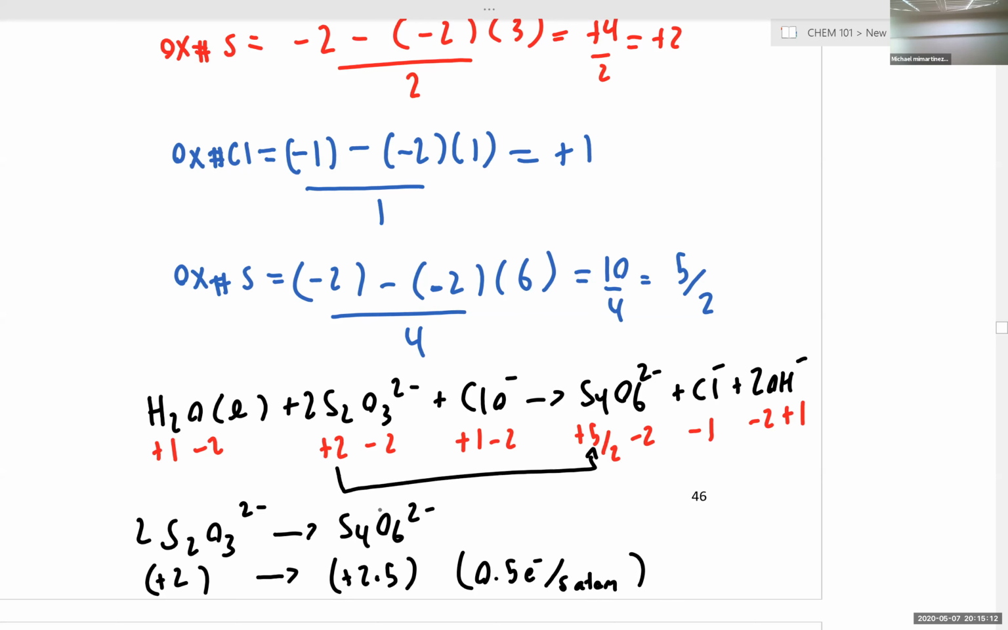And how many sulfur atoms are participating in this redox half reaction? Just counting, how many total sulfur atoms do we see? 4, okay? So we take 0.5, which is our net change in oxidation number, times 4, which gives us 2 electrons. Now, if our oxidation number went from +2 to +2.5, do we put our electrons on the reactant or product side? Did we gain or did we lose electrons?